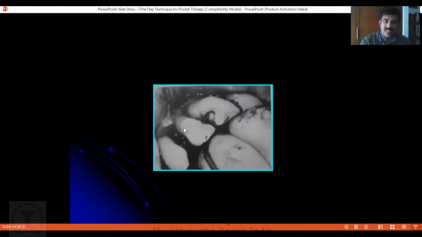After that, you can clearly visualize the root surface. With the curette, whatever granulation tissue is over here, just remove it completely. When the granulation tissue is removed, the bleeding completely stops, and you can clearly visualize the root surface. Then you take a scaler and completely remove all the deposits. Take your curette and plane the root properly so that it's smooth and clean. After that, you irrigate this area, and then you close the flap from both sides.